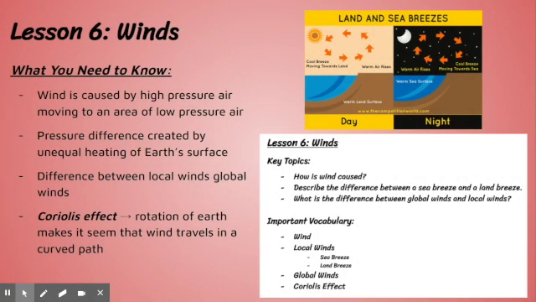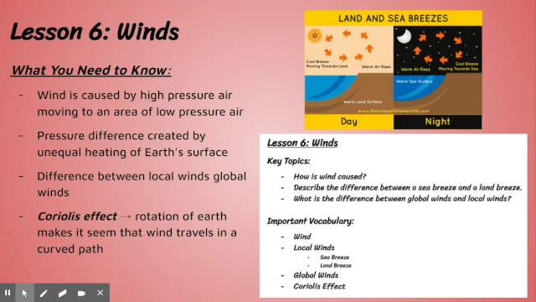All right, last but not least, we have lesson 6. In this lesson, we talked about winds. So the key topics from this lesson are how is wind caused? You need to be able to describe the difference between a sea breeze and a land breeze. And then what is the difference between a global wind and a local wind? Both are very similar, but there's a defining characteristic between the two that separate them.